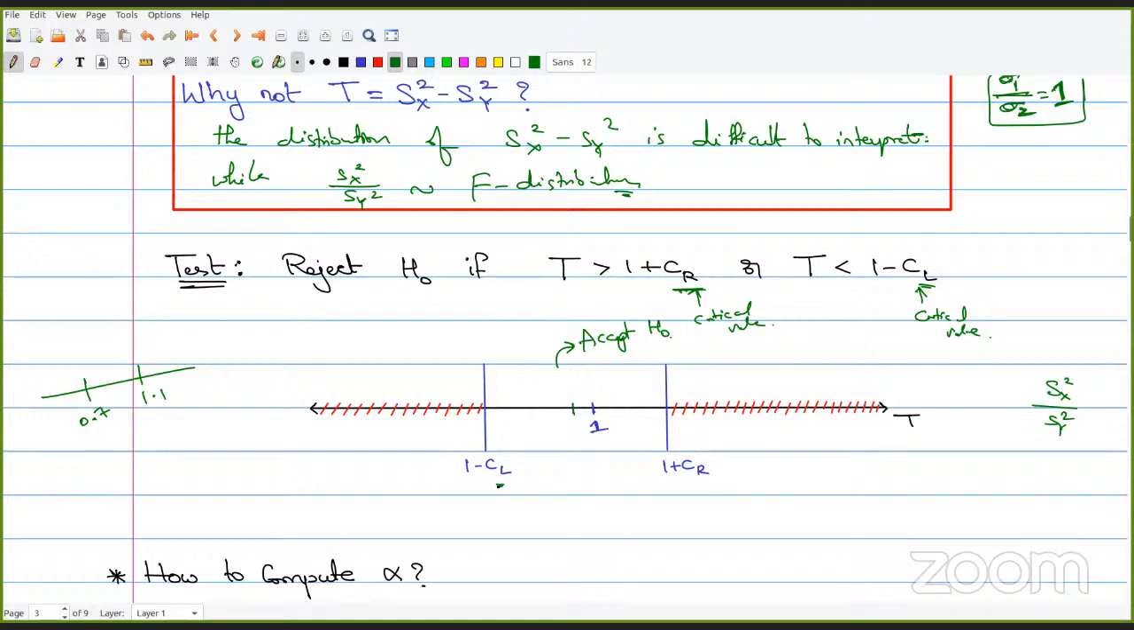Yes, and it's in the significance level's hands. We are not the ones to fix it. Those critical values we will get once you fix the significance level. So if your 1 minus CL is something like 0.7, and 1 plus CR is something like 1.1, you take it like this. That's what I was saying. Sir, the CR and CL will be calculated accordingly, according to the positions of Sx and Sy.